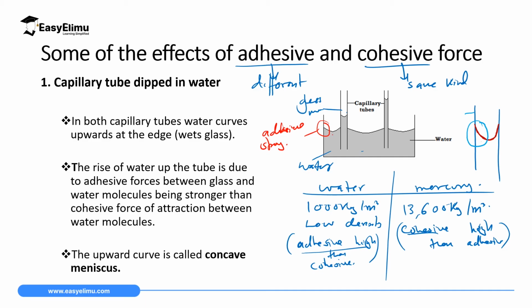Now, the type of curve which is formed, we call it a meniscus. Look at this. We call it a meniscus, and a meniscus which curves upwards is called a concave meniscus. We are going to see how different it is when it curves downwards.